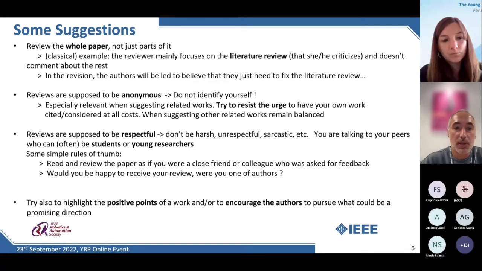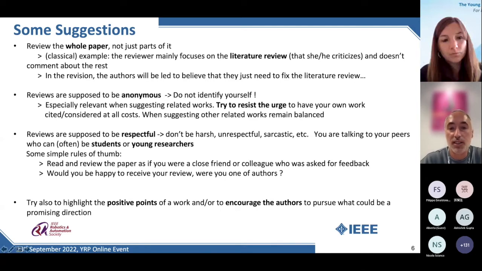Reviews should be respectful. It doesn't happen often, but it happens that reviewers are harsh, disrespectful, even sarcastic, saying that the paper sucks, that the authors didn't understand anything about the topic, and whatever. That's also bad practice.